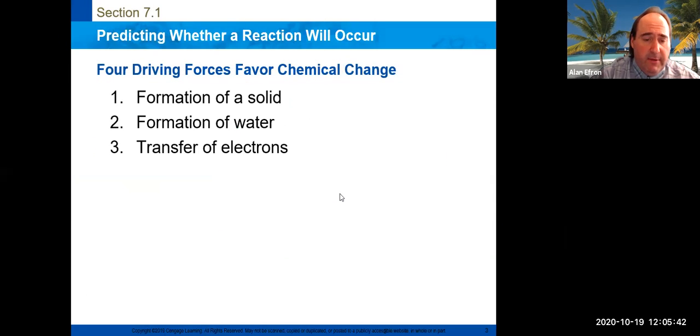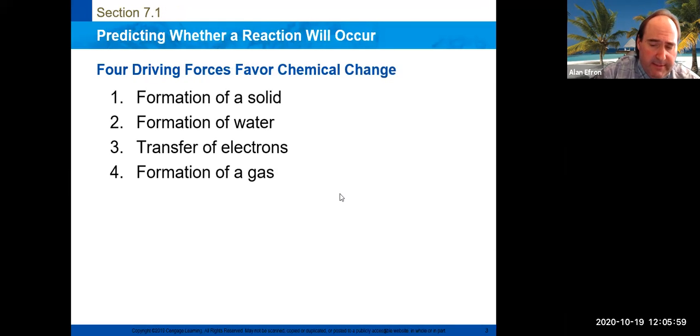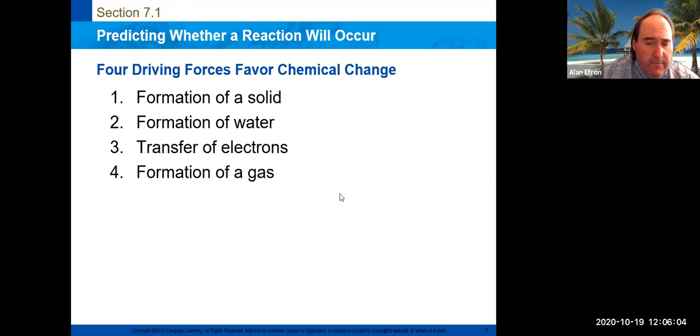As I talked about a little bit earlier, there are really three driving forces for chemical reactions to take place. There's a fourth one as well that I don't think I mentioned earlier. But as I talked about earlier, the formation of a solid or a precipitate is a major driving force for a chemical reaction to take place. Things wanting to come together to make that precipitate is really a driving force for reactions to occur. The formation of water, as I talked about earlier as well, is another very important driving force.